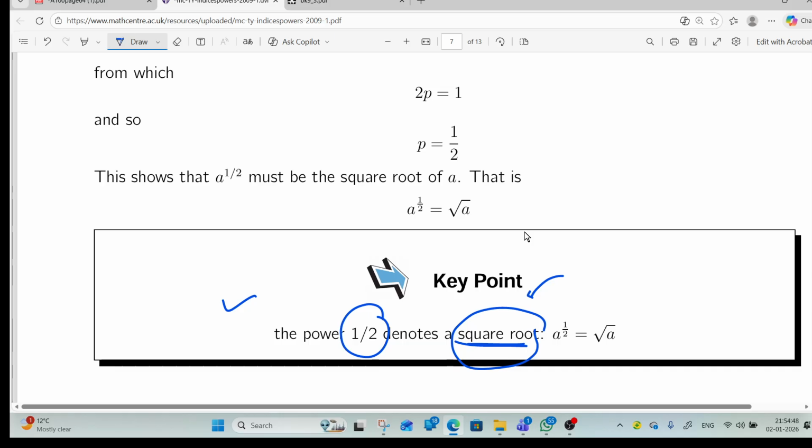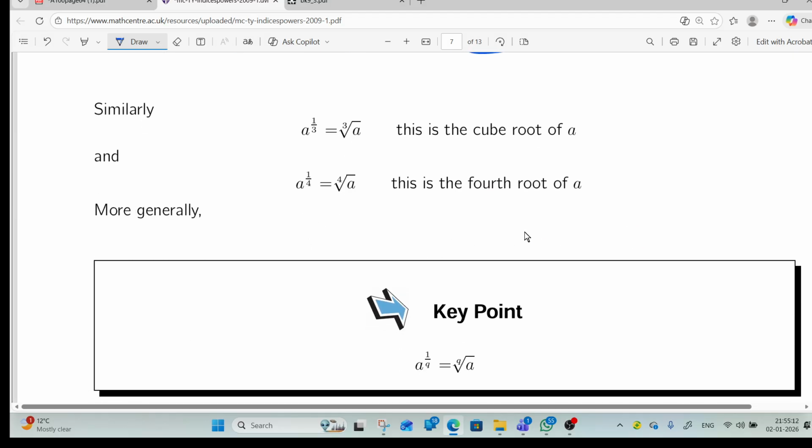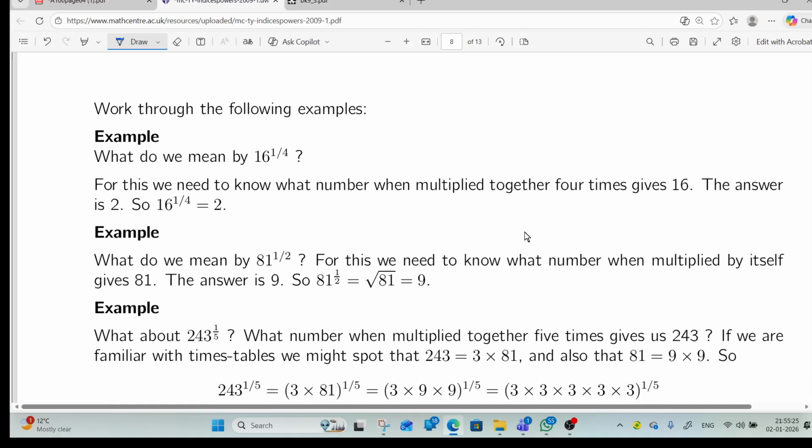Okay. So suppose I have 8 to the power 1 half. That means square root of 8. 9 to the power 1 half means square root of 9. Clear? 100 to the power 1 half means square root of 100, which is 10, right? If you have any number to the power 1/3, you can write it as cube root. 1/4 means you can put a tiny 4 there, which is fourth root.